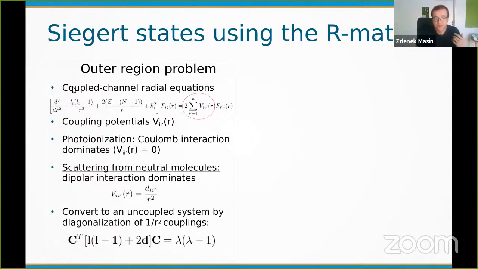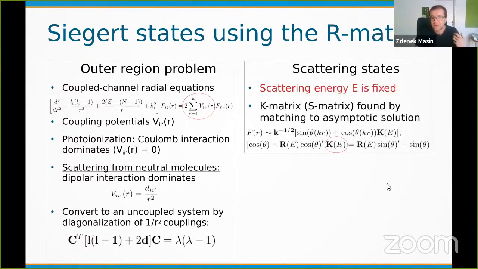The outer region problem is defined by this set of coupled channel radial equations with some coupling potentials. As Jakub mentioned earlier, when there is a Coulomb interaction, that dominates, so these terms can be safely neglected. Similarly, if we have scattering from neutral molecules, then the dipolar interaction is the strongest, and we can remove the coupling that's induced by it by diagonalization of the matrix of the dipolar couplings and the angular momentum. So now we know how to deal with the outer region problem.